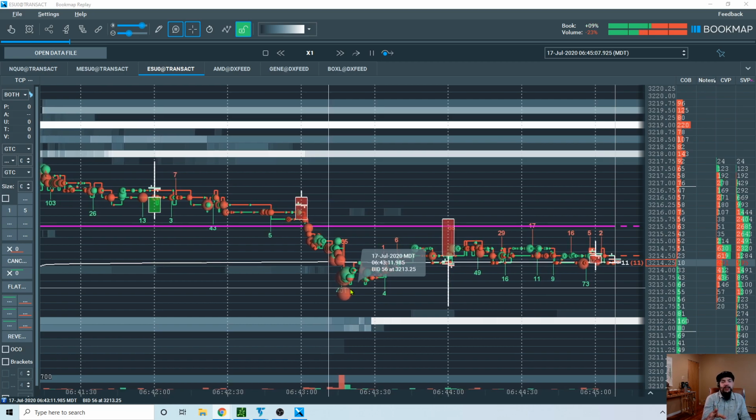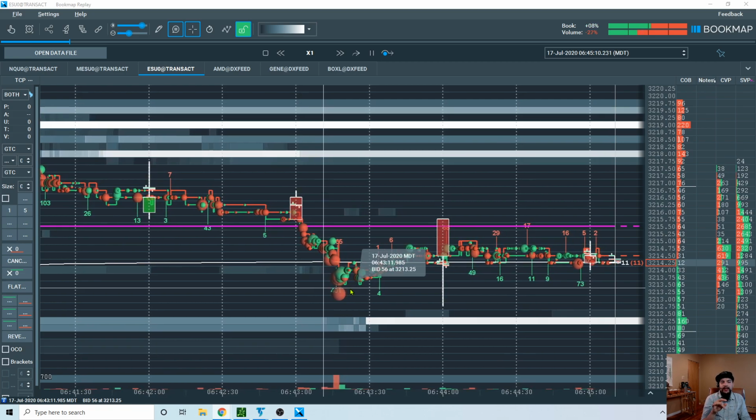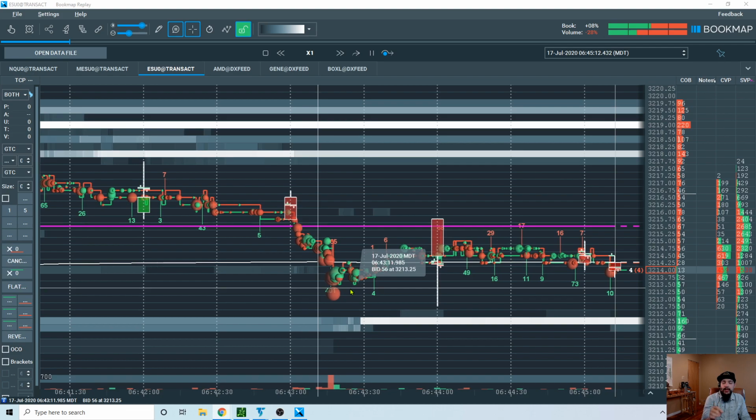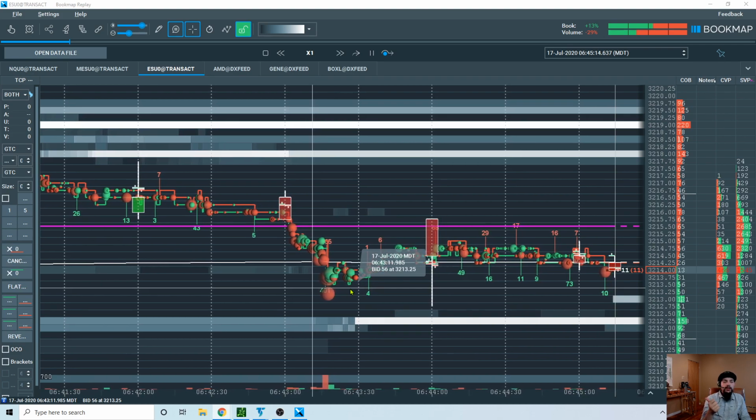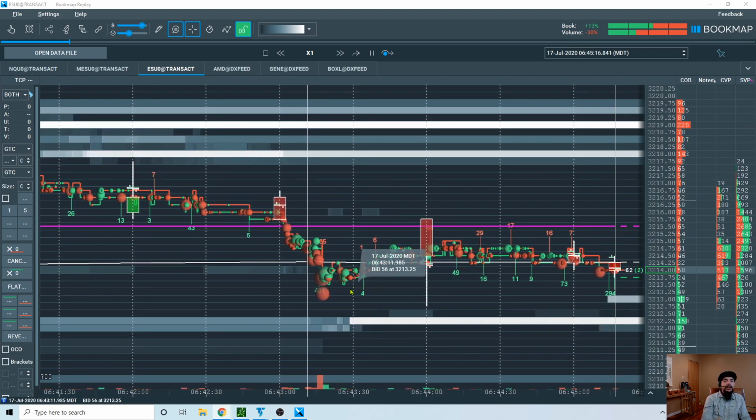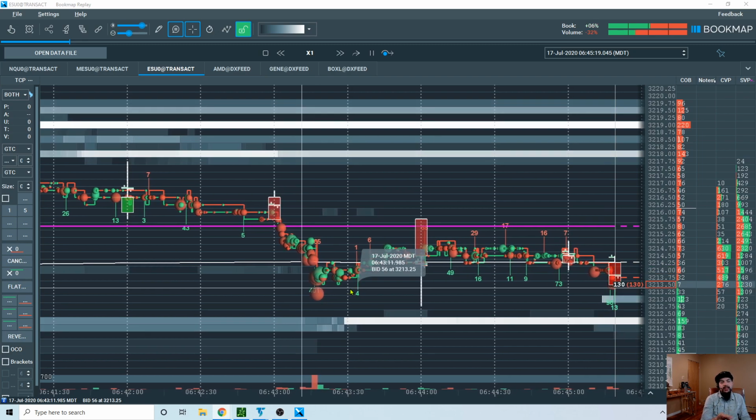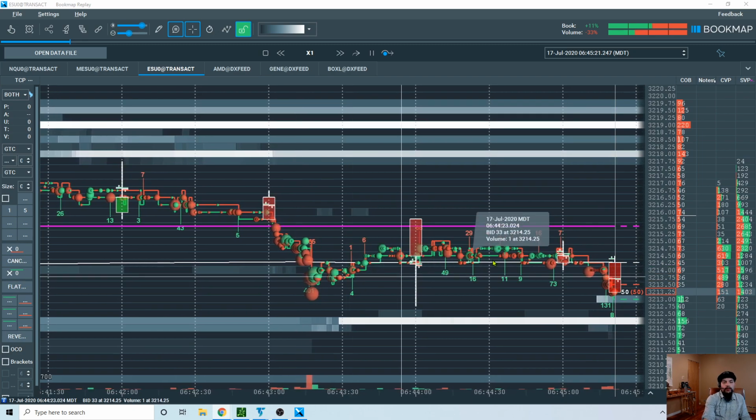I personally recommend a combination of 2 or 5 minute, and then for a broad spectrum picture, a 15 minute, and then also using the COB, current orders on the book, and then the CVP and the SVP. These are your volume profiles.